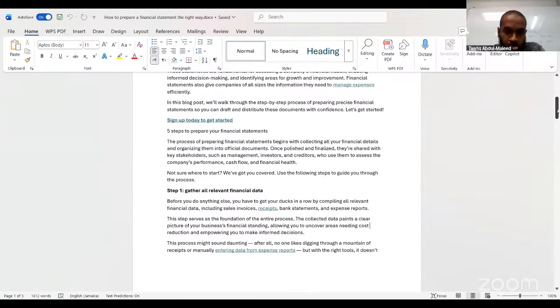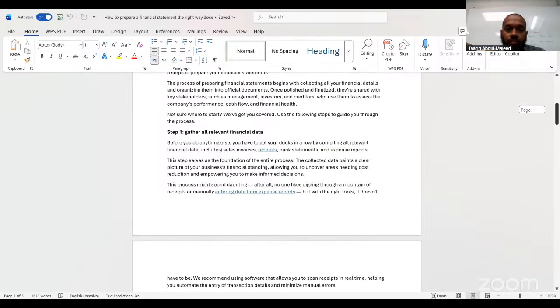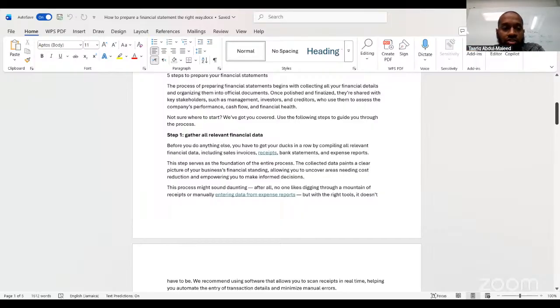The first step, as I said, whether we are doing it for ourselves or for others, Step 1 is gather all relevant financial data. That's the first. So before you do anything else, you have to get your ducks in a row. You need the financial data: invoices, receipts, bank statements, expense reports, petty cash vouchers, whatever it is, everything that is necessary. You need to get all the relevant financial data together first.